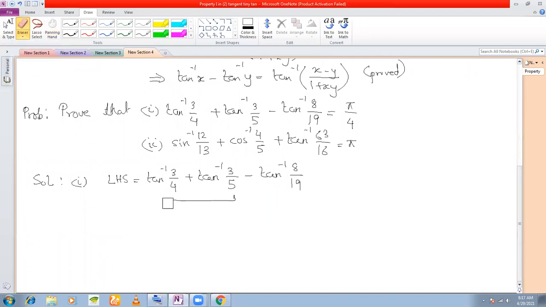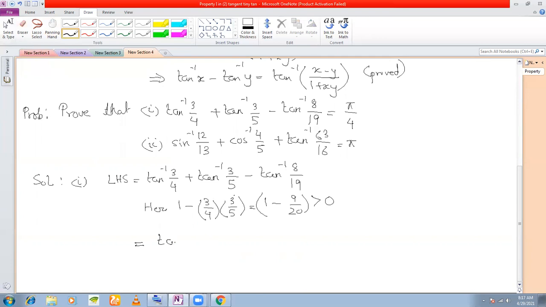Okay. So how to check? Here you can consider this one as x, you can consider this one as y. So here 1 minus xy is 1 minus 3/4 into 3/5, which is 1 minus 9 by 20, which, if you take the LCM, will obviously be greater than 0. That means the condition is satisfied. That means I can use that formula here. So therefore, I will use this formula.